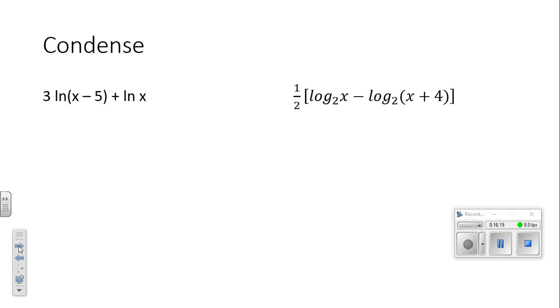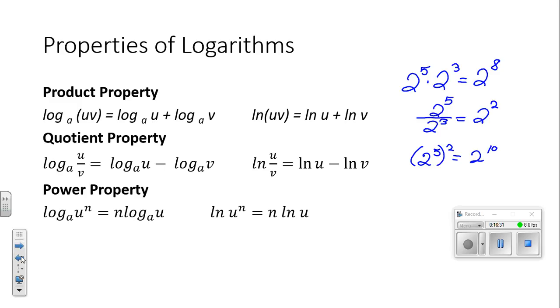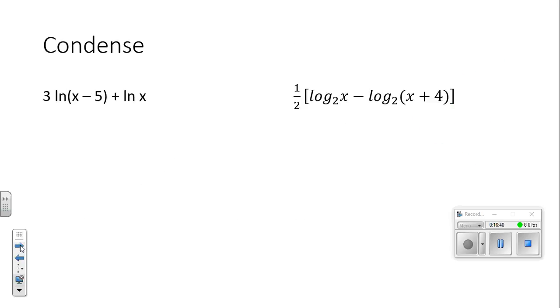So suggestions? What do you think, Jax? What is this 3 going to do? Before it said if we have a power out here, it can go to the front, right? So if it's in the front, it can go up there. So this guy's moving up here. We'll have the natural log of x minus 5 cubed.